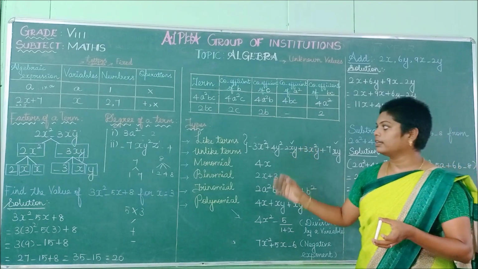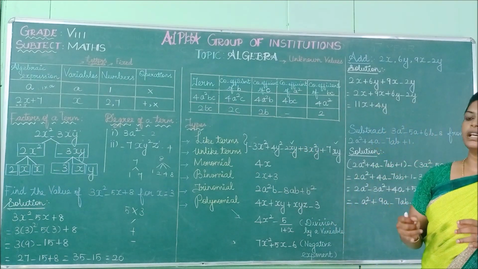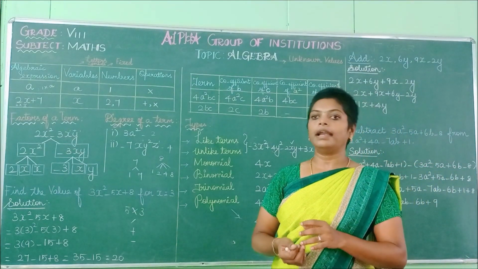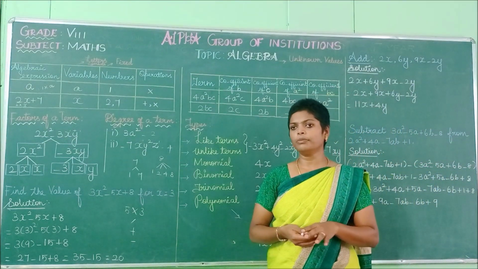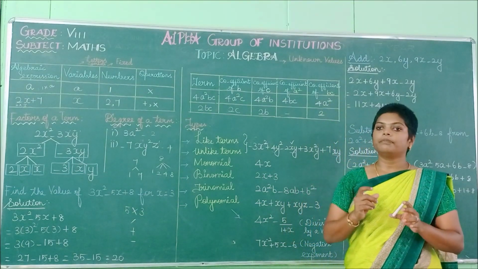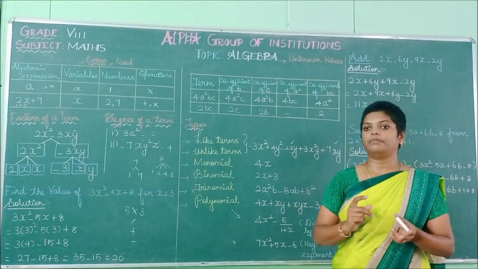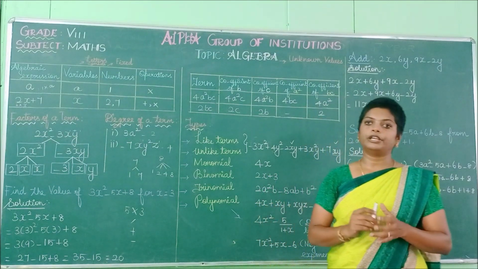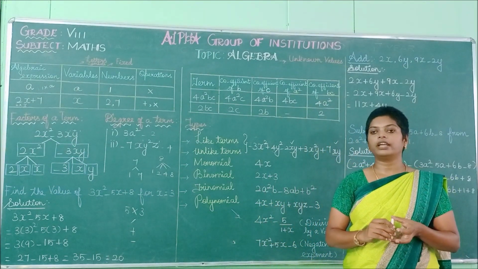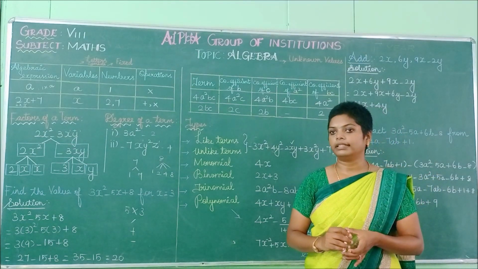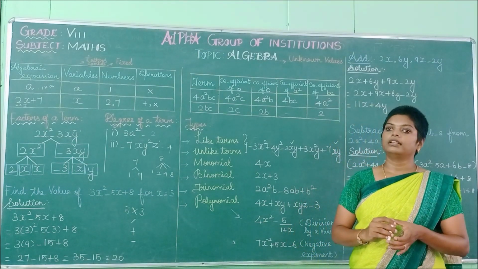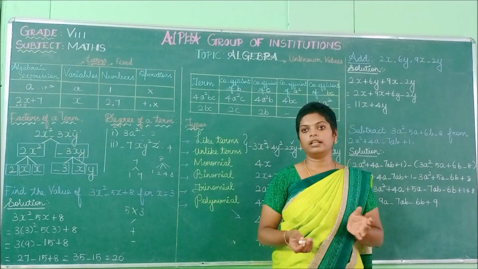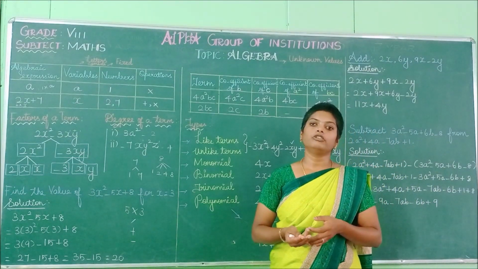So once again listen, what are the types? Like terms, unlike terms, monomial, binomial, trinomial and polynomial. What do you mean by like? The variables must be same. If the variables are same, it is said to be a like term. If the variables are different, that is said to be unlike terms. What is monomial? Only one term present in an algebraic expression is called a monomial. If it has two terms, it is called a binomial.